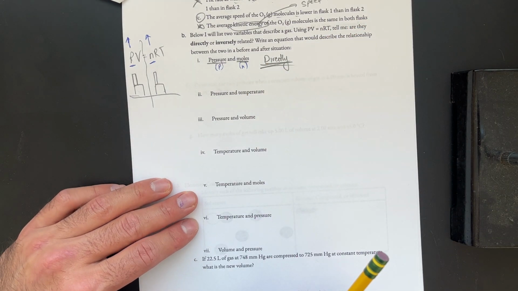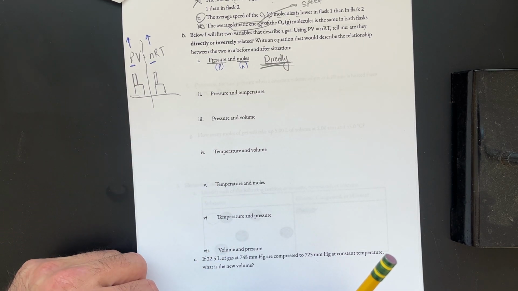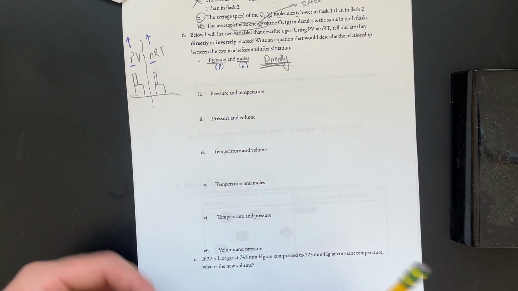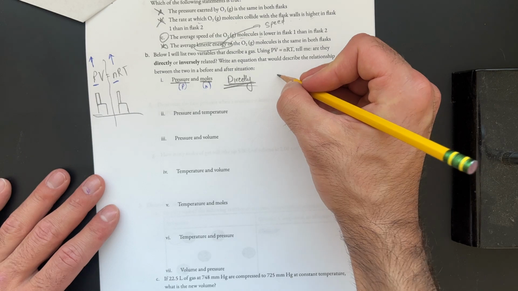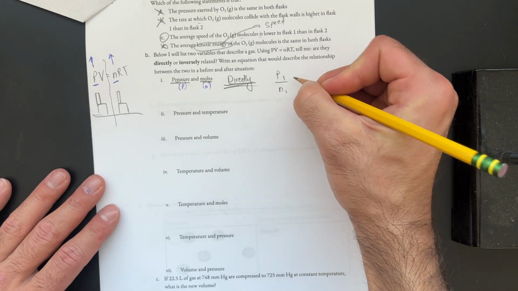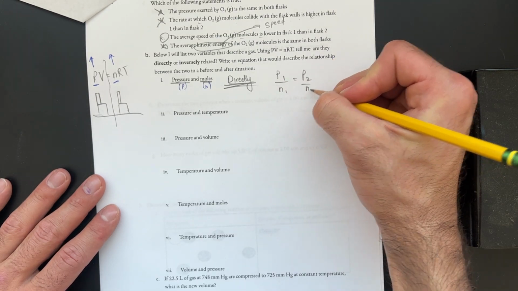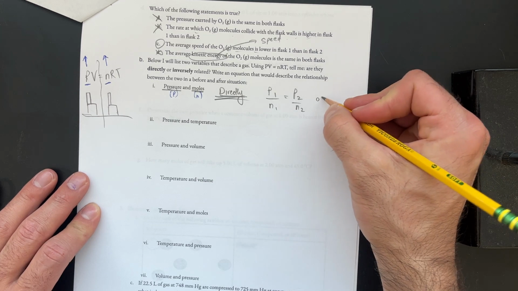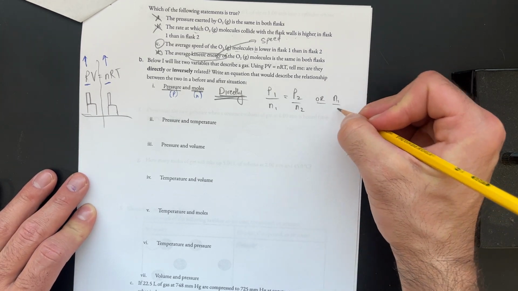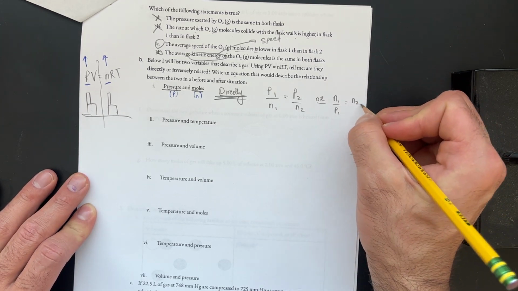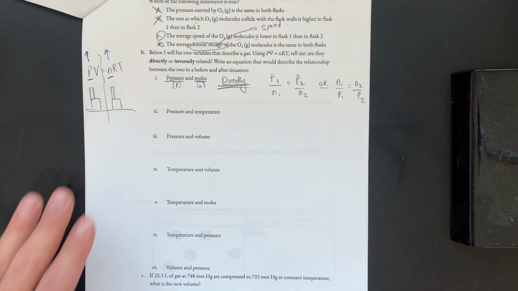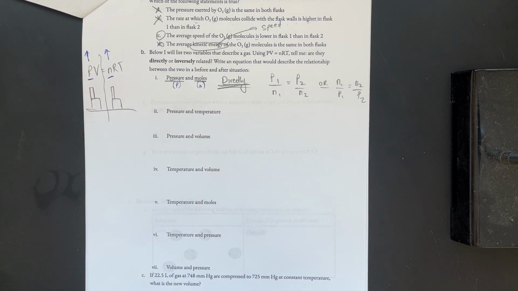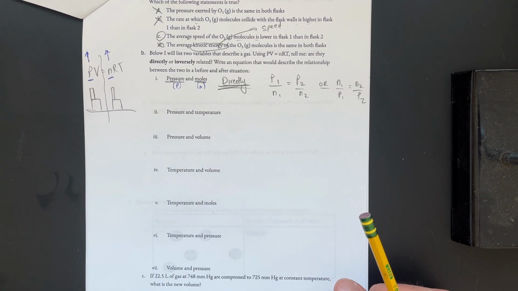And so, the form of a directly related equation for two variables is going to be the ratio, right? P1/n1 = P2/n2. Or you could have also flipped it, right? n1/P1 = n2/P2, right? And so, yeah, either of those would be good.